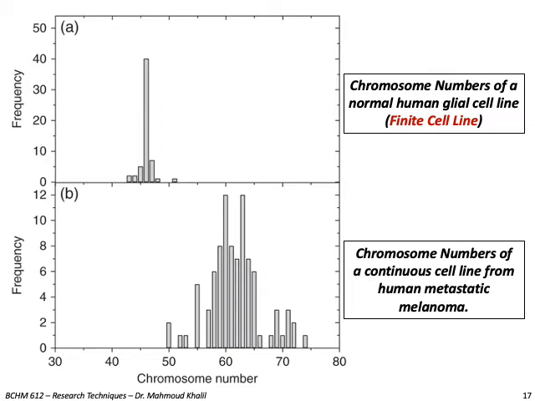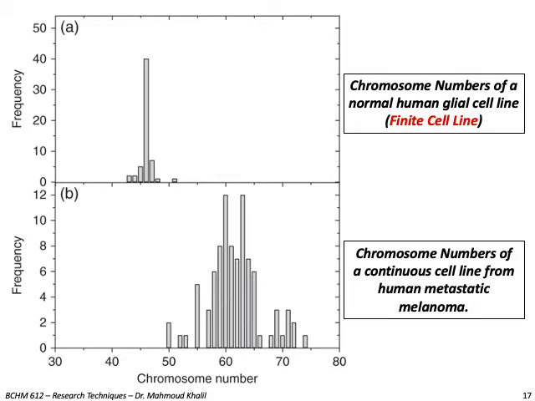This figure shows the difference between the frequency of chromosome numbers of a normal human glial cell, which is a finite cell line, not transformed or immortalized, and the chromosomal number of a continuous cell line from human metastatic melanomas. You can notice the frequency of chromosomes is much higher in the metastatic melanoma cell line.